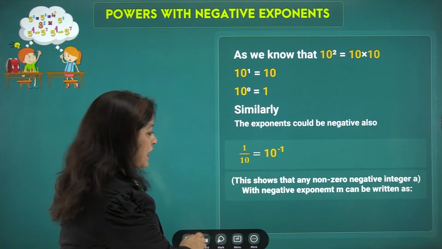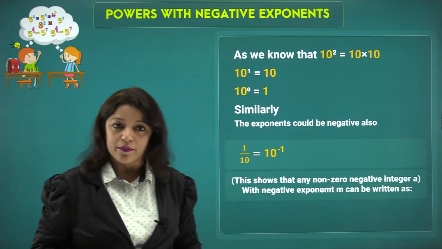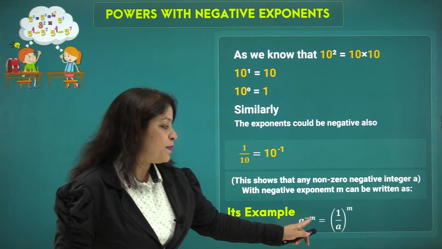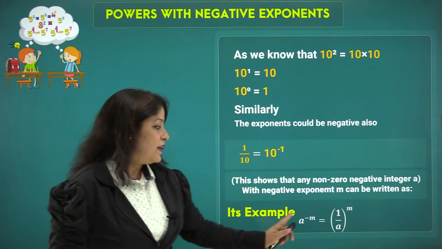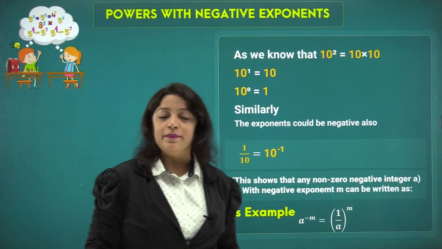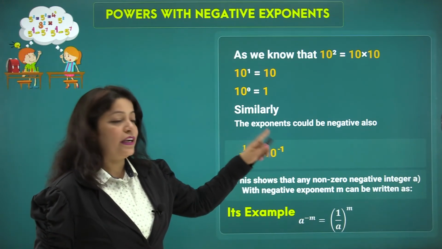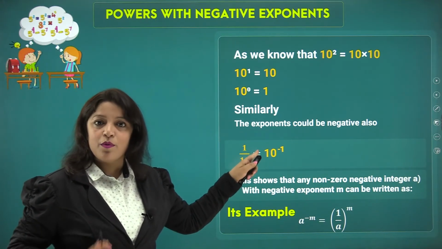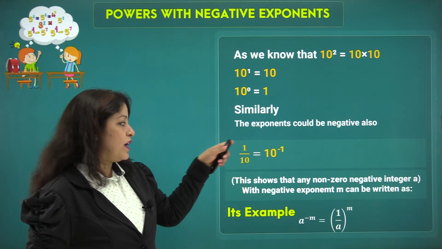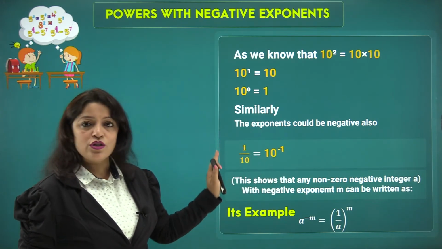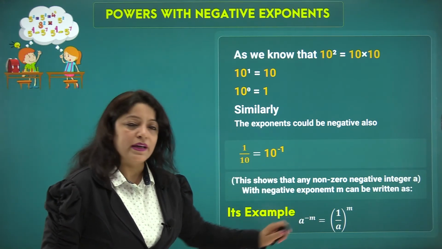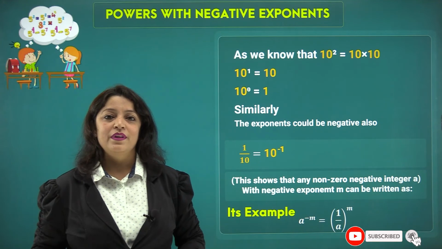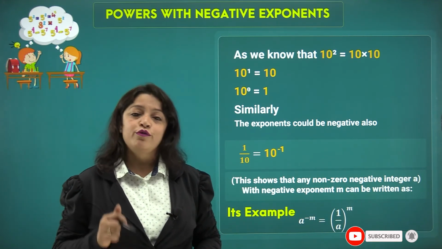Now this shows that any non-zero integer a with negative exponent m, that is a raised to the power minus m, can be written as 1 over a whole raised to the power m. That means if there is any negative power, we can write it as reciprocal of the number. 10 means 10 upon 1, and when we reciprocal it, we get 1 upon 10, and the negative power is changed to a positive power. So a raised to minus m can be written as 1 upon a and whole raised to the power of m. Now this becomes one of the laws of exponents.